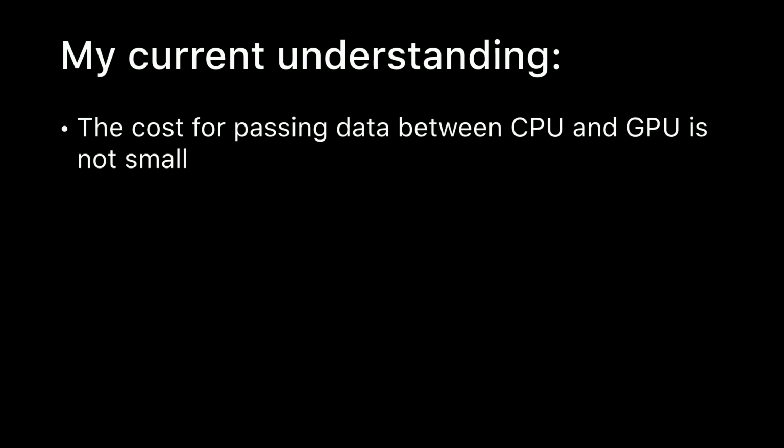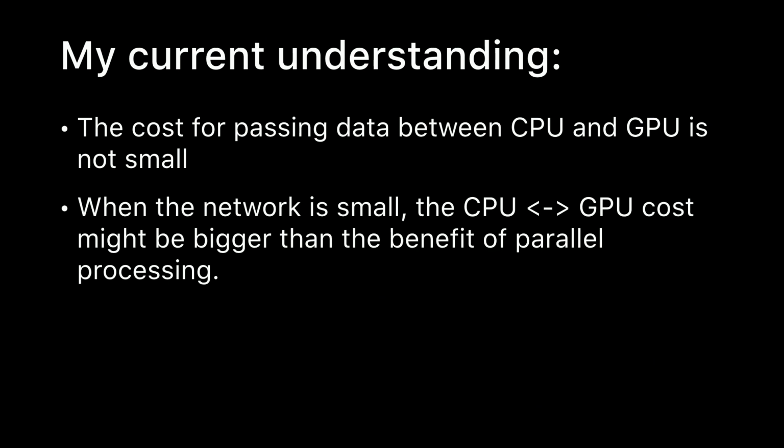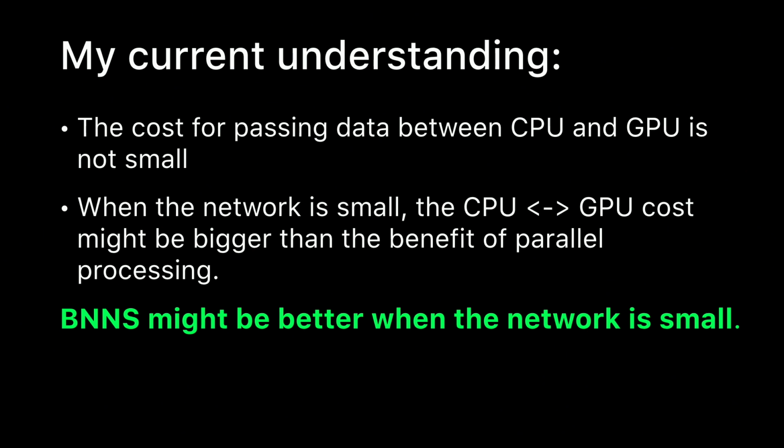The cost for passing data between CPU and GPU is not small. When the network is small, the CPU and GPU communication cost might be bigger than the benefit of parallel processing for the network. So BNNS might be a better option than MPS-CNN when the network is small. But I'm sorry, I haven't tried it so much, so I can't say concretely how small it should be.